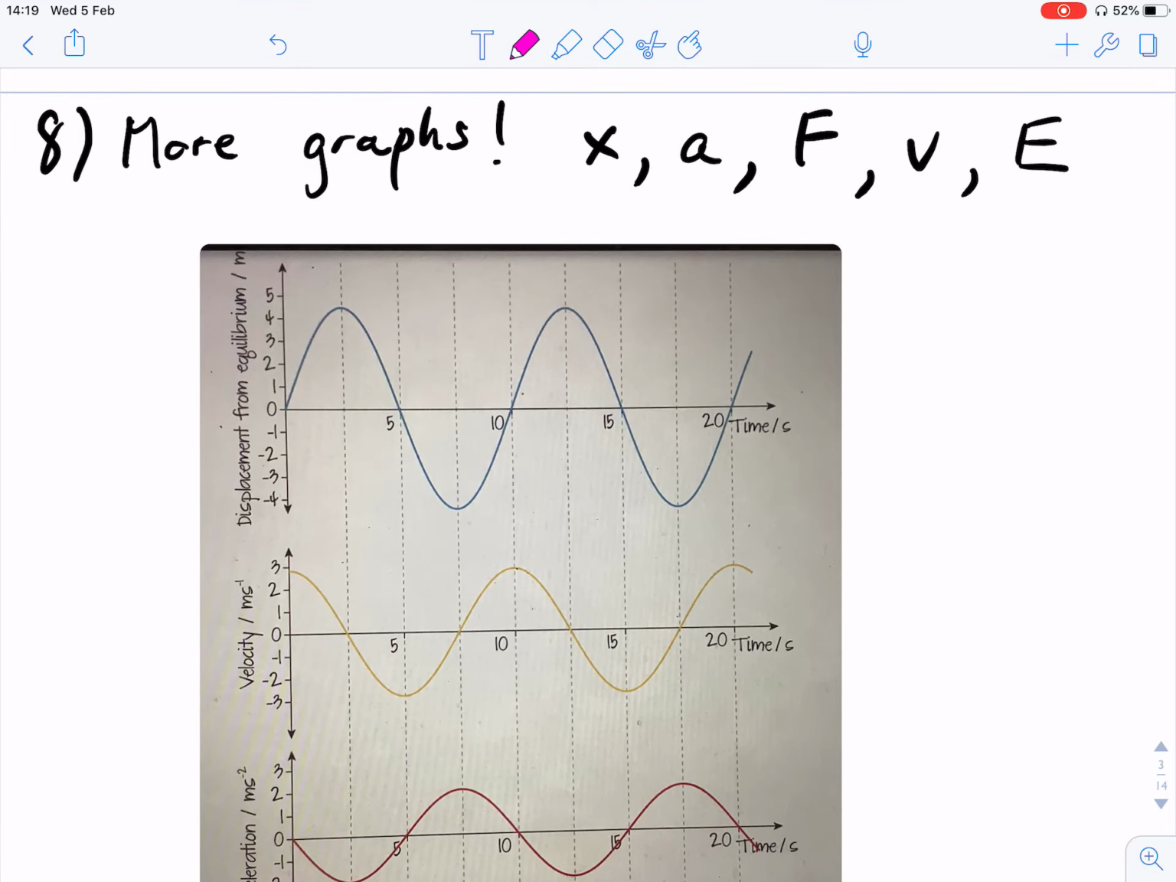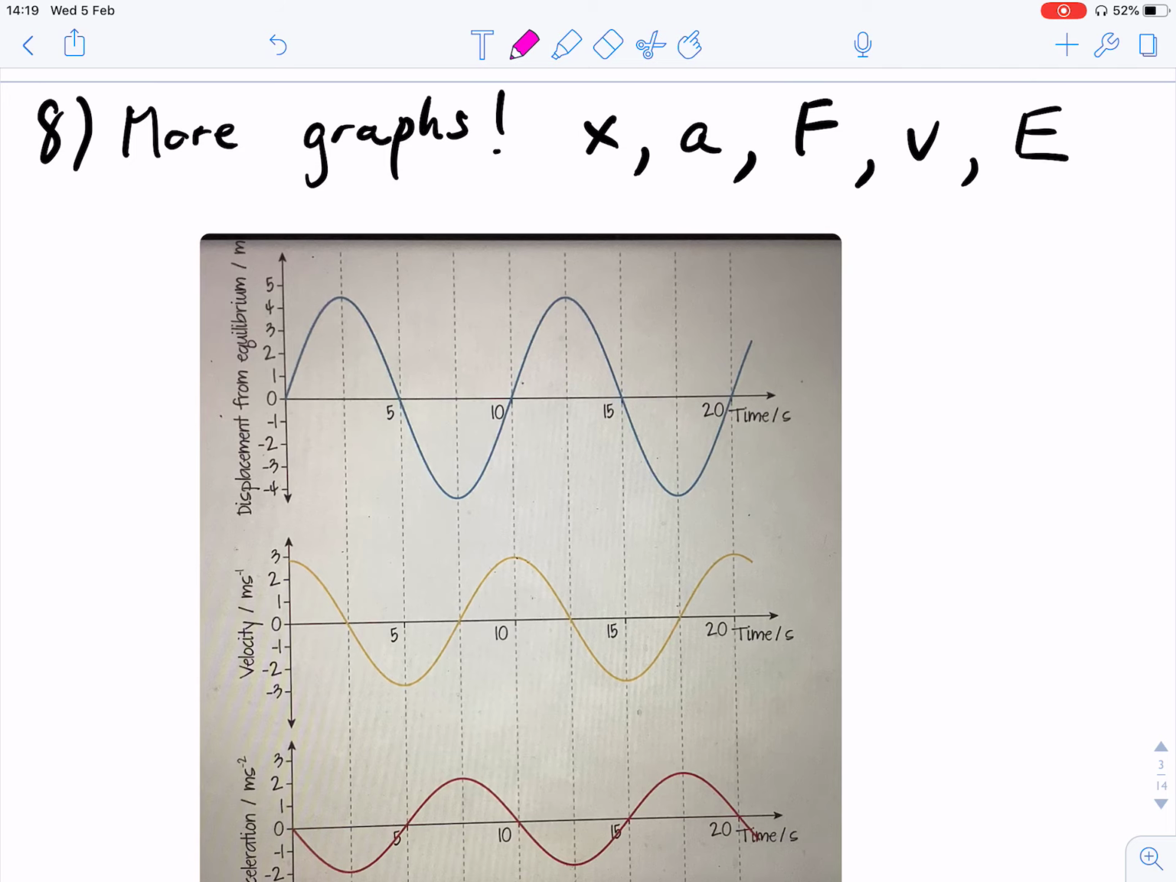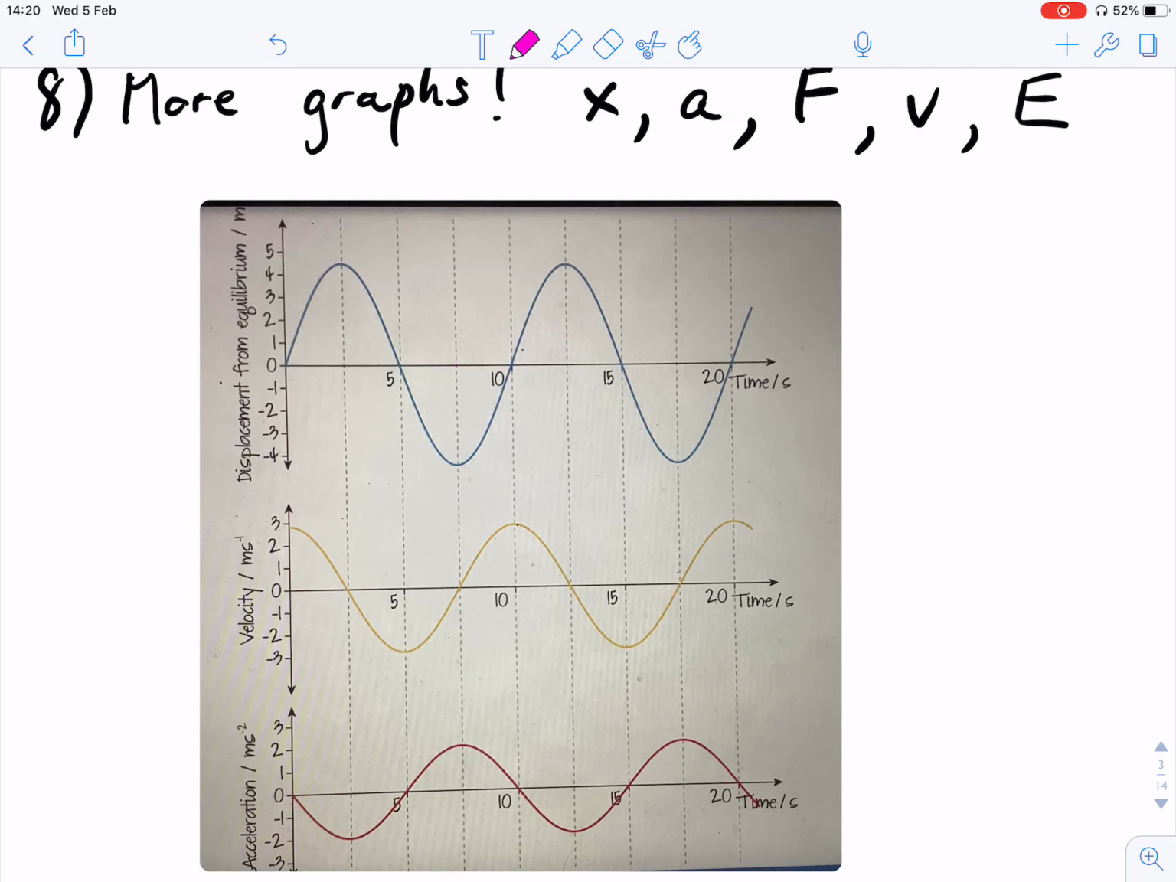Hey guys, welcome back to the 8th video in our revision series. This time we're going to be looking at graphs. So we have a displacement graph, we have a velocity graph, we have an acceleration graph, and we'll look at force and energy graphs.